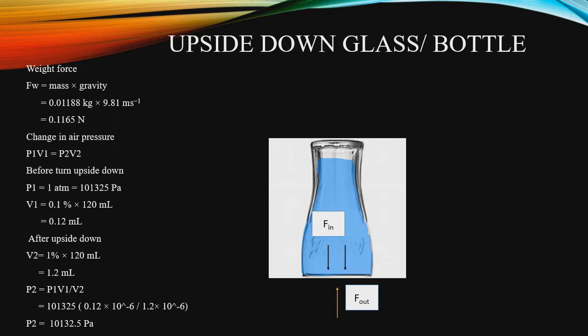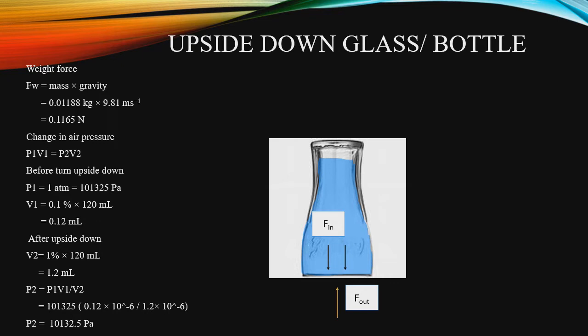From the free body diagram, we want to know the pressure from the outside. First, we calculate the weight force. Weight force is equal to mass times gravity. The mass is 0.0118 kilogram times 9.81 meter per second squared, which is equal to 0.1165 Newton for the weight force.